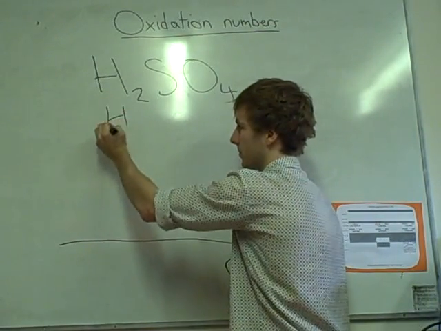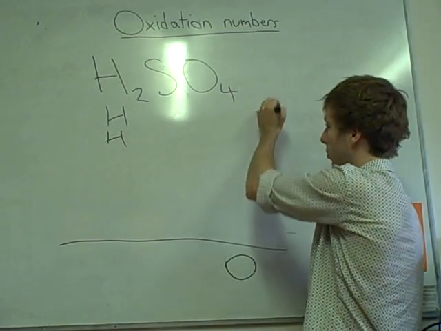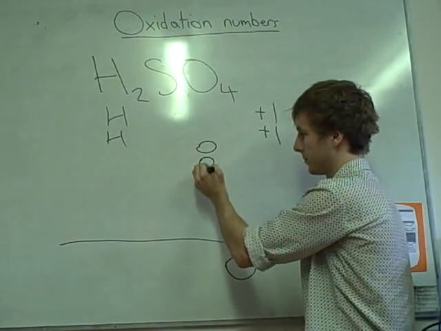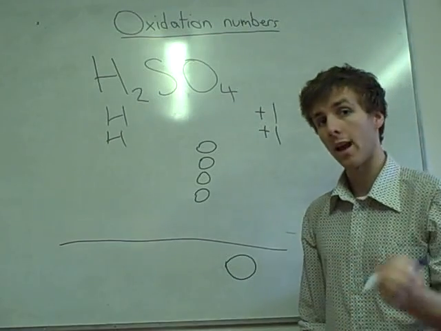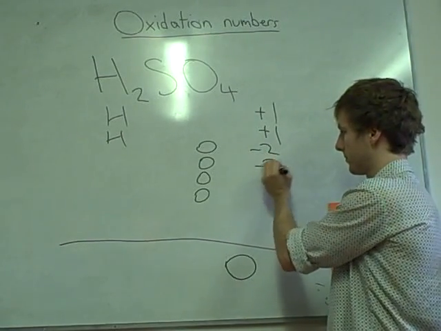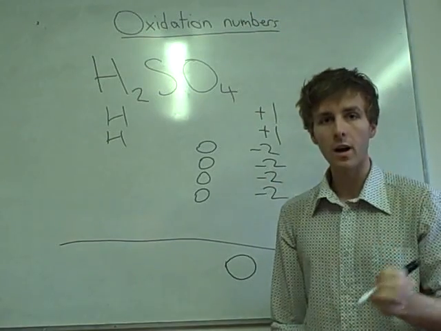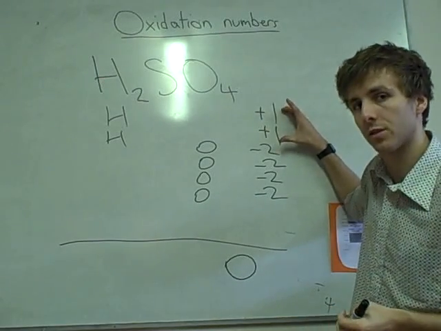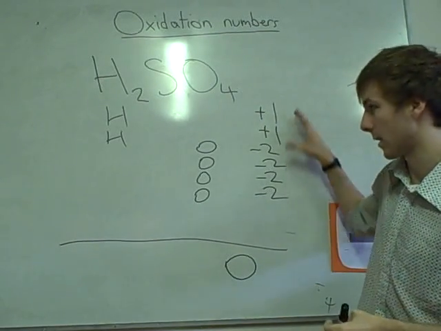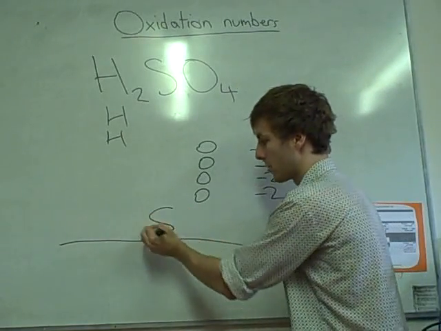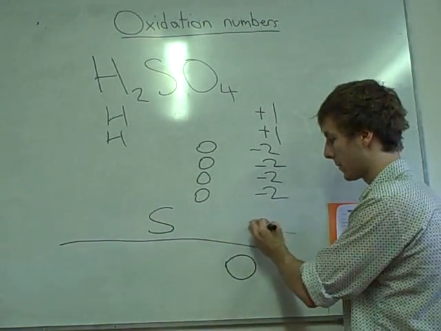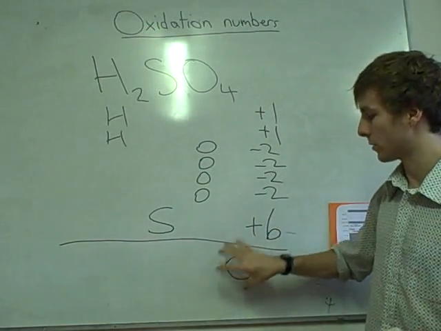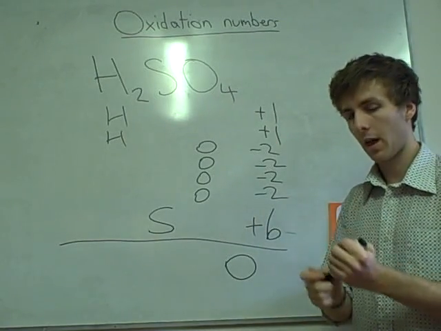Hydrogen has got an oxidation state of +1. That's one of the simple rules. My 4 oxygens will have an oxidation state of -2. So far I've got a total of -8 for the oxygens, +2 for the hydrogens. That's -6 altogether. -8 plus 2 is -6. So to make this balance out to 0, my sulfur has to be +6. So when I tally all of this up, it comes out to the overall charge of 0. And that's oxidation states.